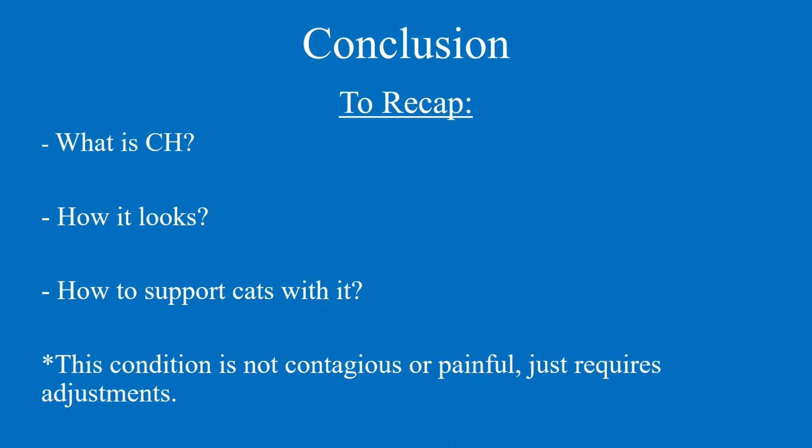Adjustments may be made to litter boxes, feed and water bowls, play areas, and even accommodations like wheelchairs to give more freedom to move and run. This condition is not contagious to other cats, nor is it painful on its own. Cats may struggle with concurrent diseases or conditions that affect their well-being, but cerebellar hypoplasia on its own requires patience, understanding, and adjustments.